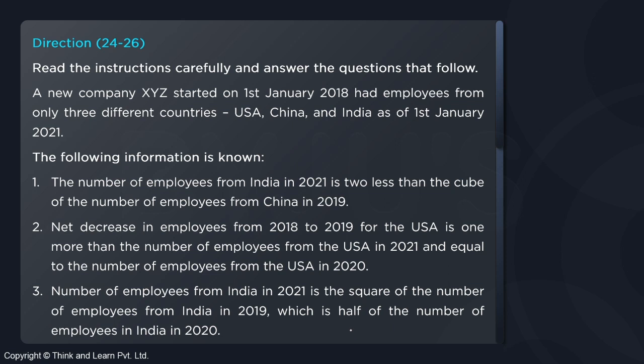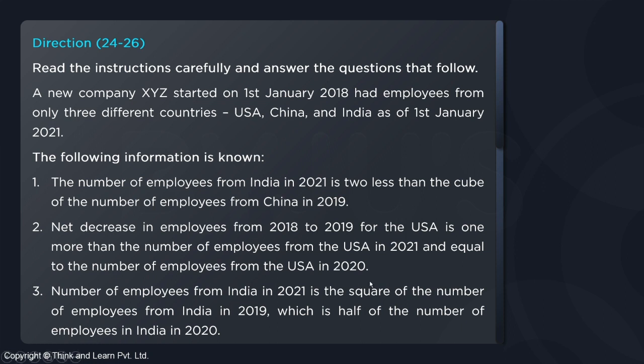Once again, we have a DI set here. Read the instructions carefully and answer the questions that follow. A new company XYZ started on 1st January 2001 and had employees from only three different countries, USA, China, and India, as of 1st January 2021. The following information is also known.